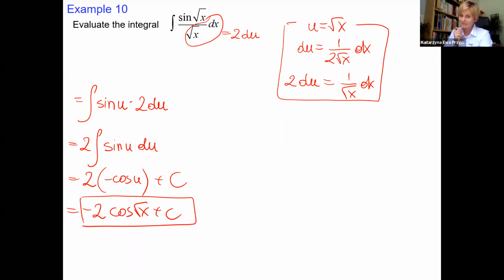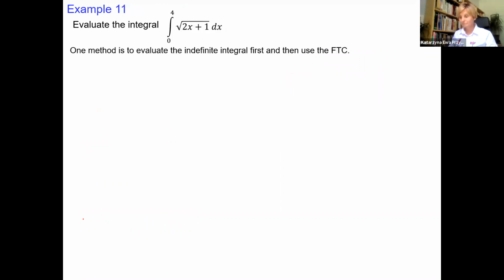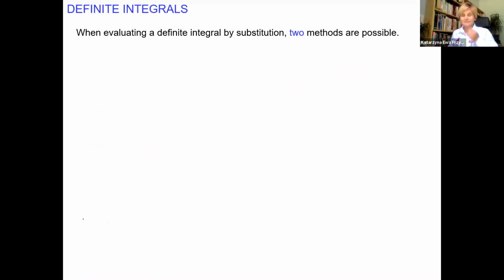Before we finish this session, let's do a couple of problems with the U substitution and definite integral. Let's see how the limits of integration are affected by the new variable. Yes, we have two methods. Both of them will give us the same answer, and both of them are almost the same, just a couple of different steps at some point.